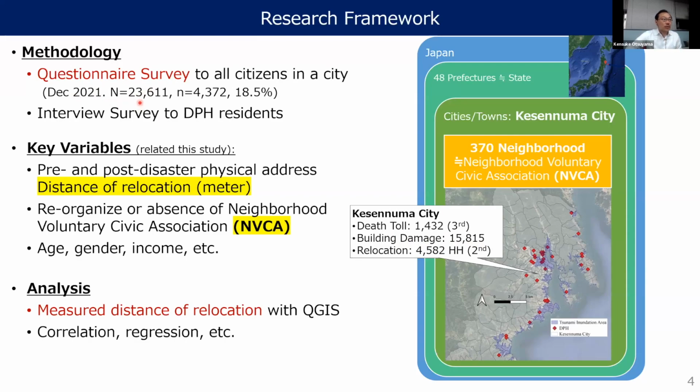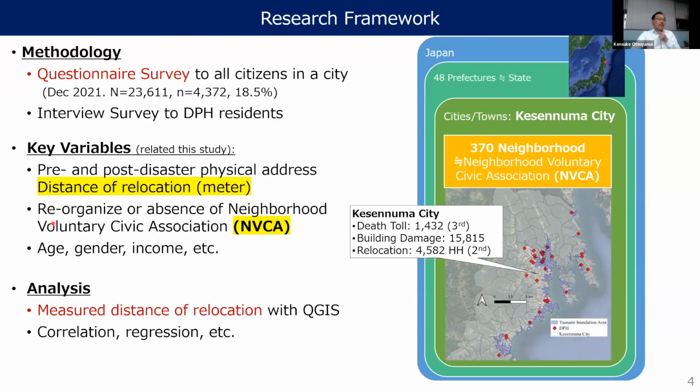Collaborating with the local government, I distributed the questionnaire survey to 23,000 households, and I collected 4,000, or 18.5%. I also used semi-structured interviews for the disaster public housing residents. One of the key variables is the distance of relocation. For example, this red shows the disaster public housing. So how many meters did they need to relocate?